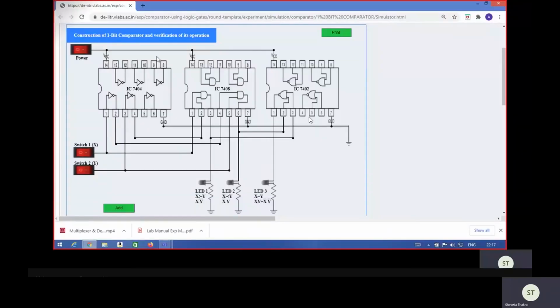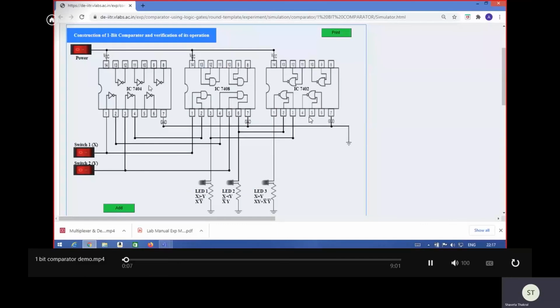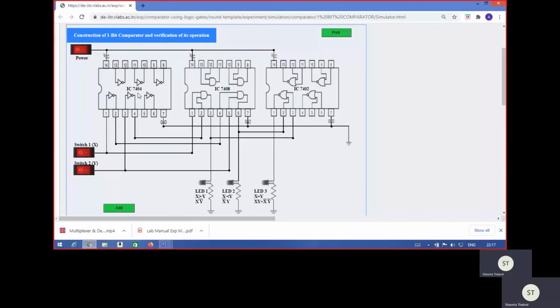This is the circuit of 1-bit comparator, and this circuit we have constructed with the help of three ICs: 7404 NOT gate IC, 7408 AND gate IC, and 7402 NOR gate IC. And as this is the 1-bit comparator, it is going to compare two numbers of 1 bit each, and X and Y are those two numbers. The capacity of these two numbers is 1 bit each, and there are three output lines.